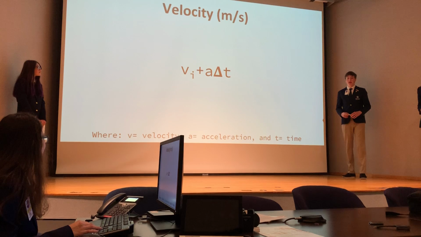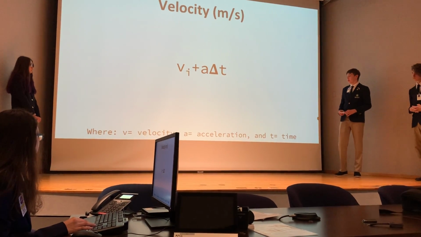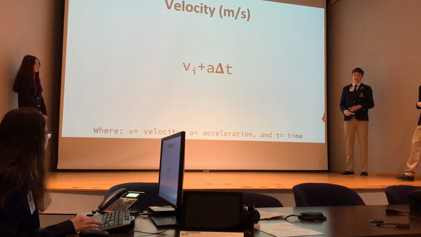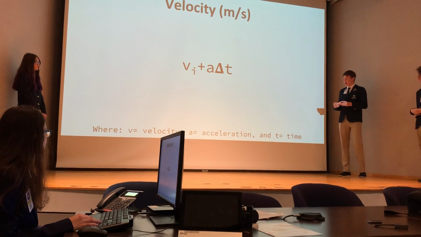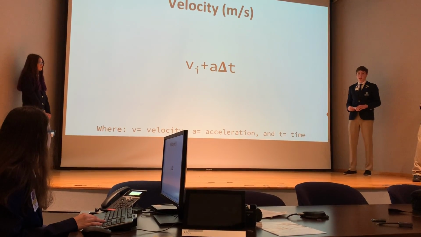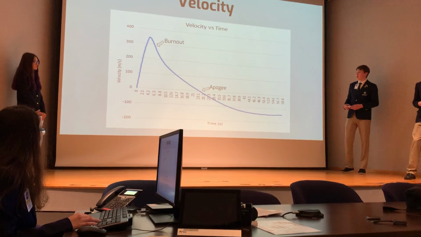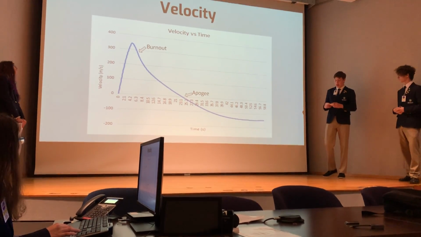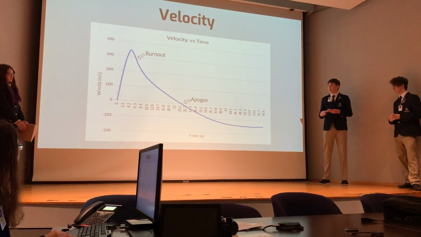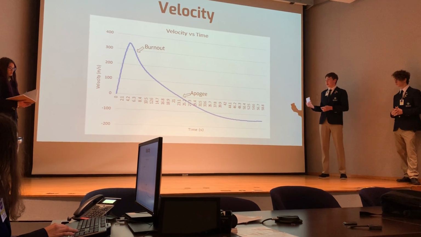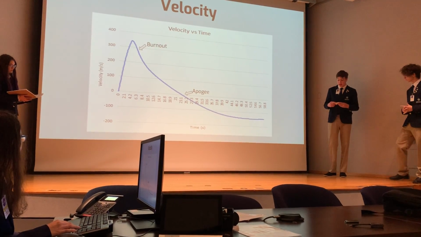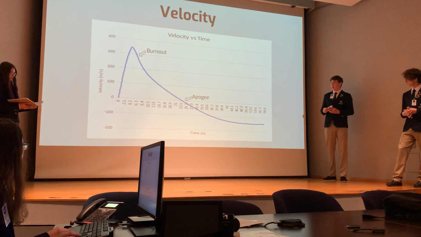The formula for velocity that we used is the initial velocity plus acceleration times the change in time, and our change in time was 0.1 seconds. The graph shows velocity in meters per second versus time in seconds, and apogee and burnout are labeled on there.